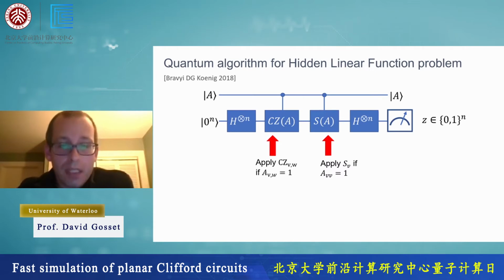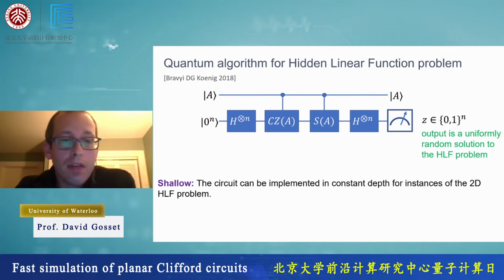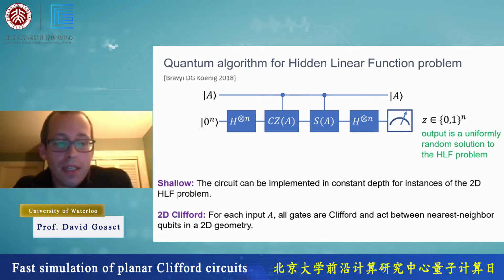And as I said, there is a constant depth circuit that solves this problem. I'm not going to really describe what the circuit is, although I did include this picture, which may or may not help you. But the point is that it can be solved with certainty using a constant depth quantum circuit. And not only that, the circuit is shallow, and it's a Clifford circuit in a 2D geometry. So all gates are Clifford and act between nearest neighbor qubits in 2 dimensions.